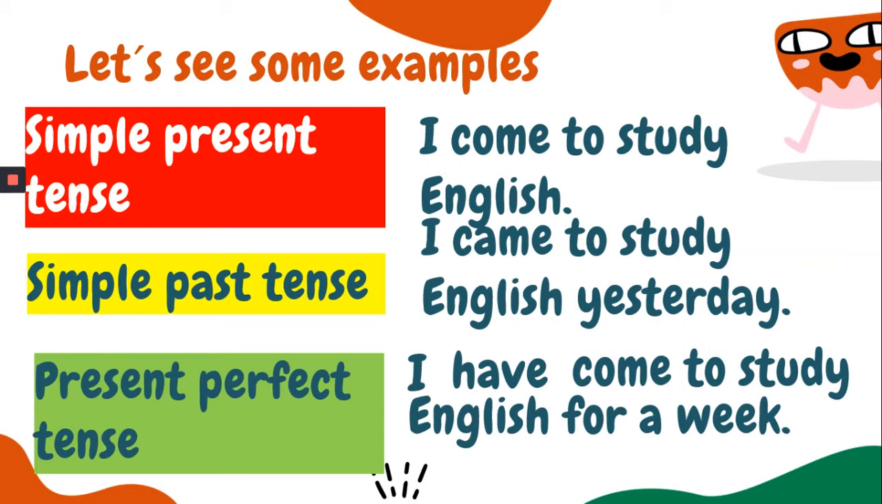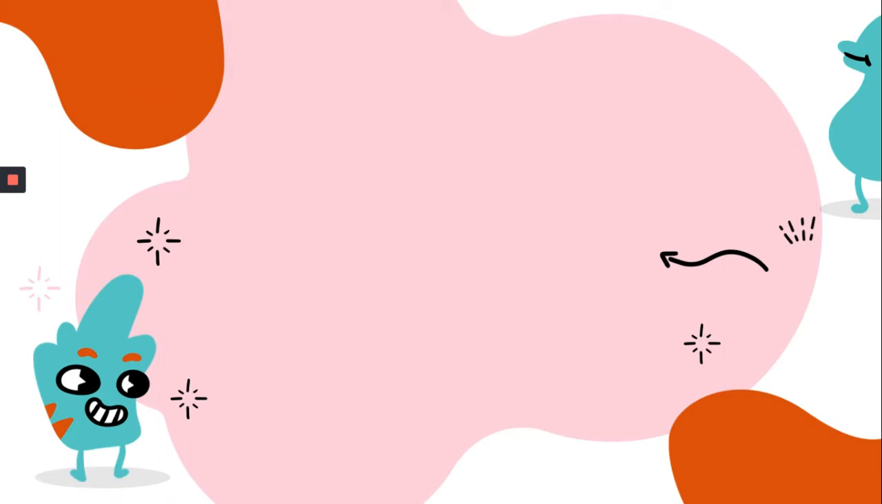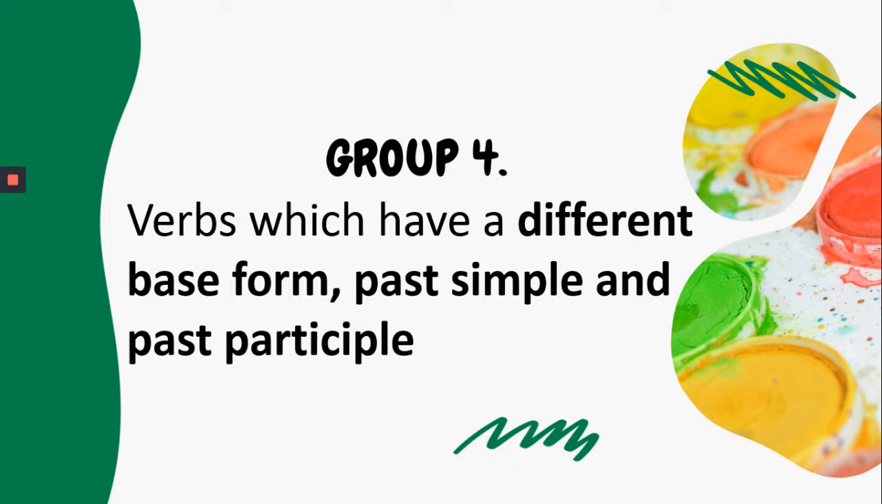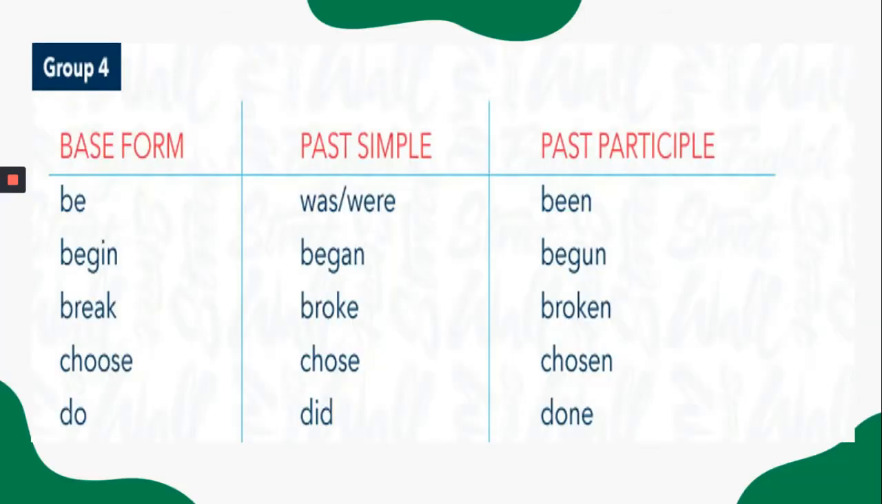And last but not least, we're going to check now group number 4. These are verbs which have a different base form, simple past, and past participle. Let's take a look at some of the examples. So, we have the verb to be, which is sometimes a little bit difficult for new learners, but as we see, the base form is be, which can change when it is conjugated.